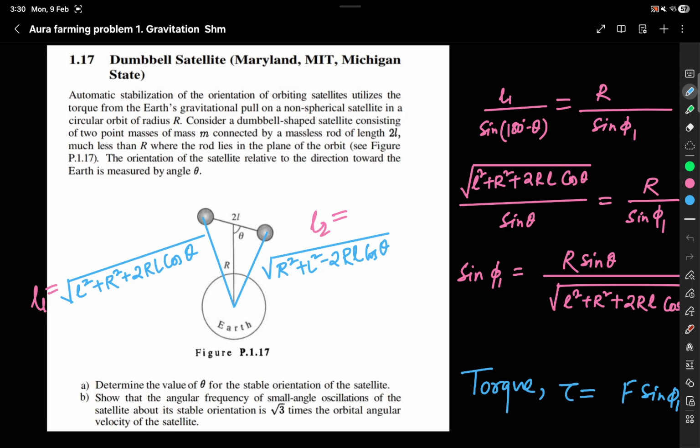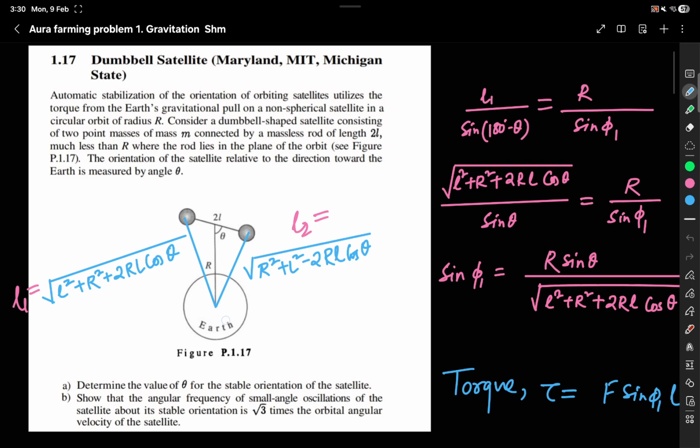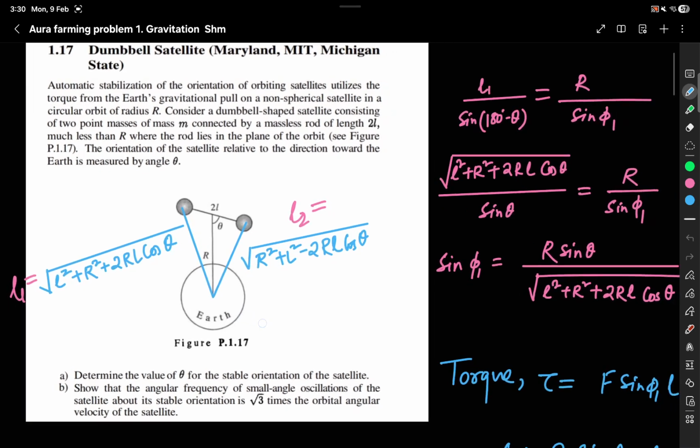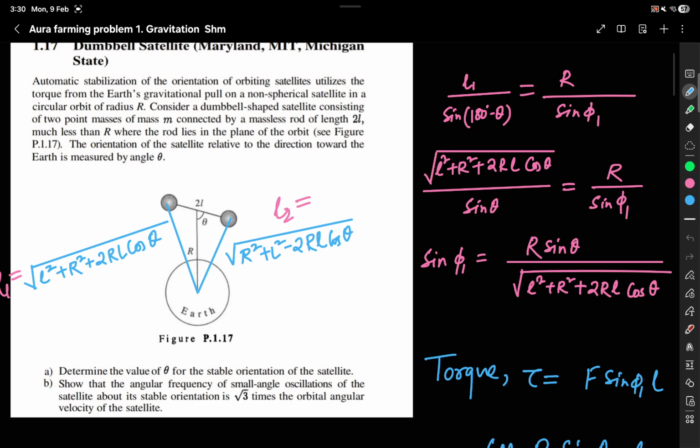There is an automatic stabilization of orientation of an orbiting satellite that utilizes the torque from the Earth's gravitational pull on a non-spherical satellite in a circular orbit of radius r. So this is a circular orbit whose radius is r. This is making up a satellite. Now consider a dumbbell shaped satellite consisting of 2 point masses m connected by a massless rod of length 2l, much less than r, where the rod lies in the plane of the orbit. The orientation of the satellite relative to the direction toward the Earth is measured by angle theta.